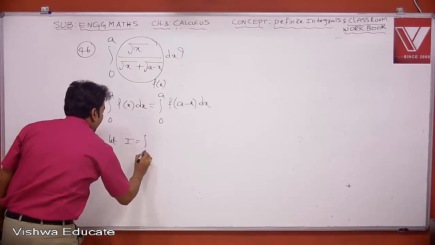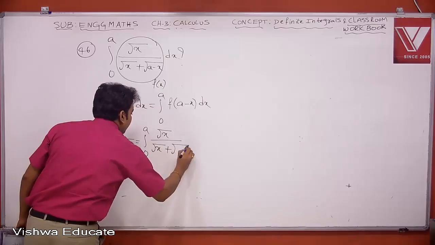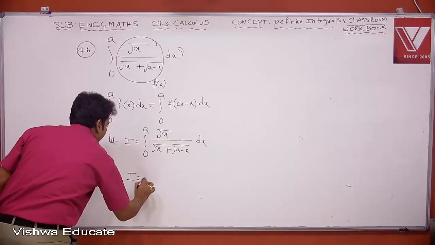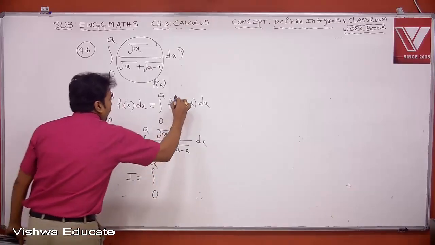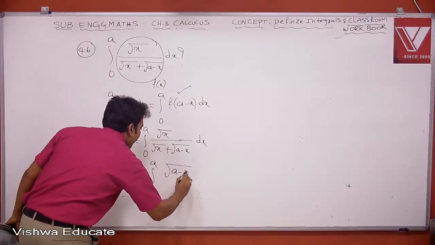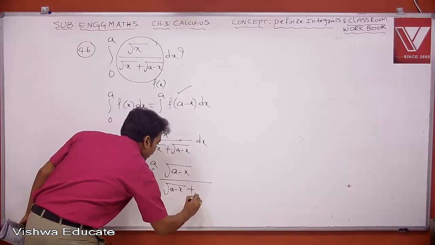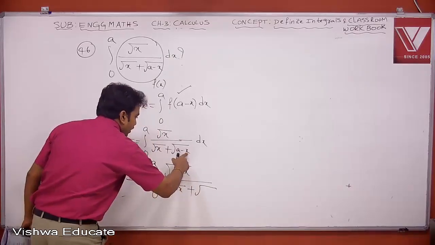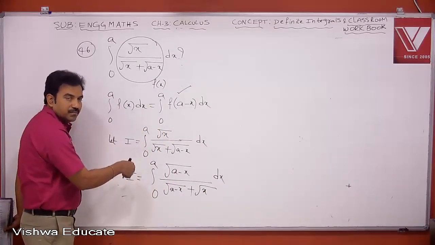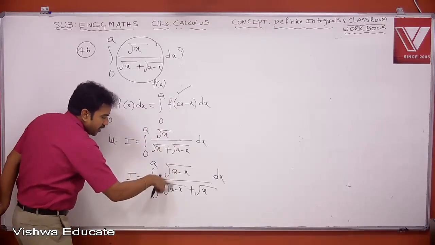Let I equal the integral from 0 to a of square root of x divided by square root of x plus square root of a minus x dx. Then this integral I must be equal to the integral from 0 to a, applying this, so x is replaced by a minus x: square root of a minus x divided by square root of a minus x plus square root of x. When you replace x by a minus x, the other term becomes x only. So both integrals are the same.